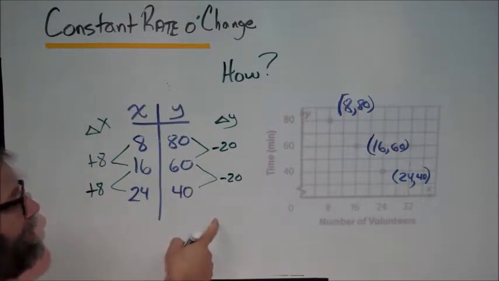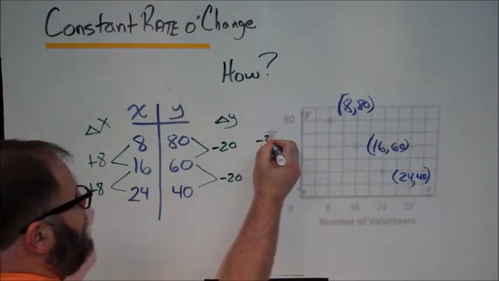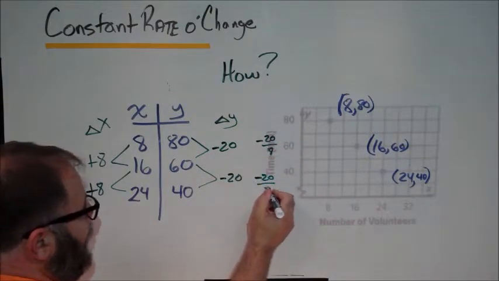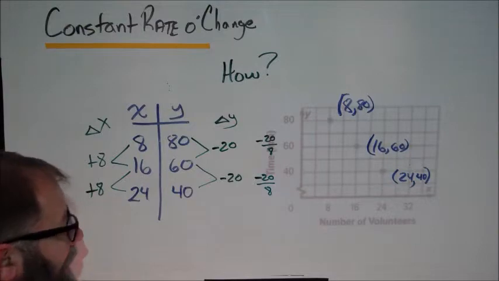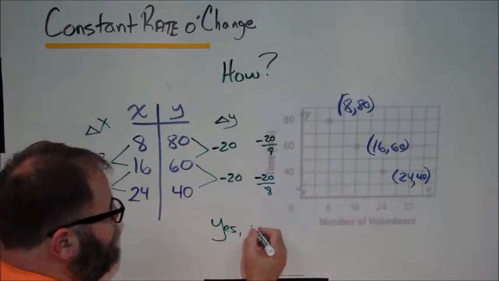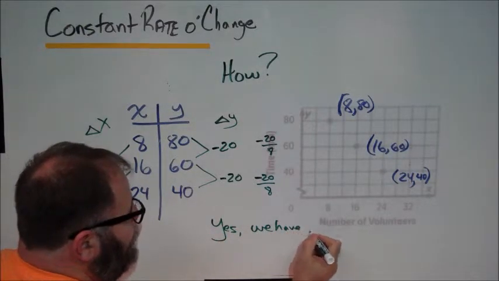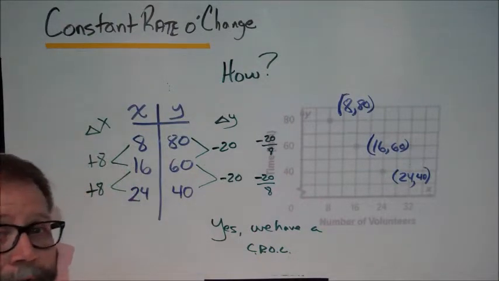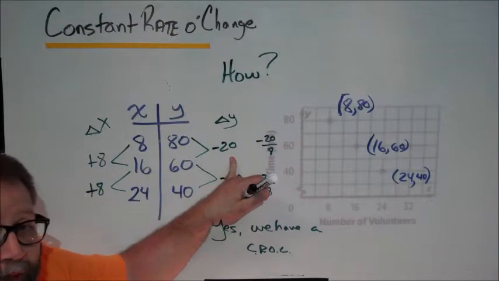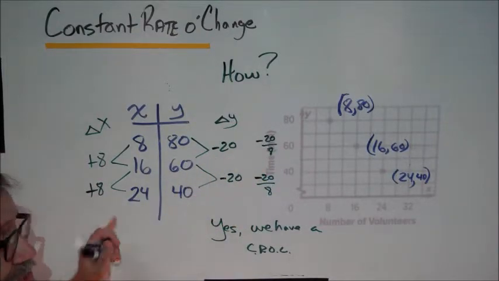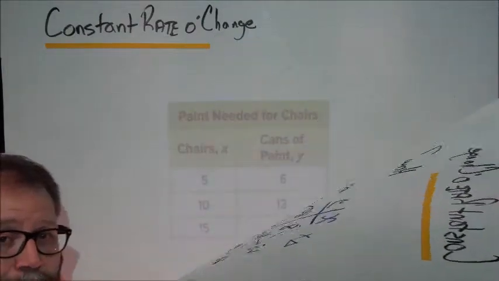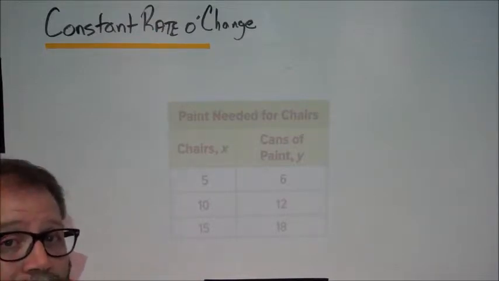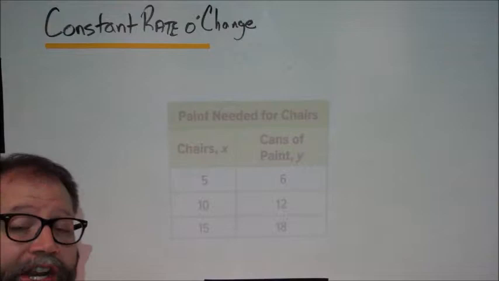Now let's write them as the ratios that they are. So this is negative 20 over 8. This one is negative 20 over 8. And yes, that means we have a constant rate of change. And that's borne out by comparing the change of y over the change of x. What we've seen so far is how to find the constant rate of change. And the constant rate of change, if we have one, determines that we have a linear relationship.